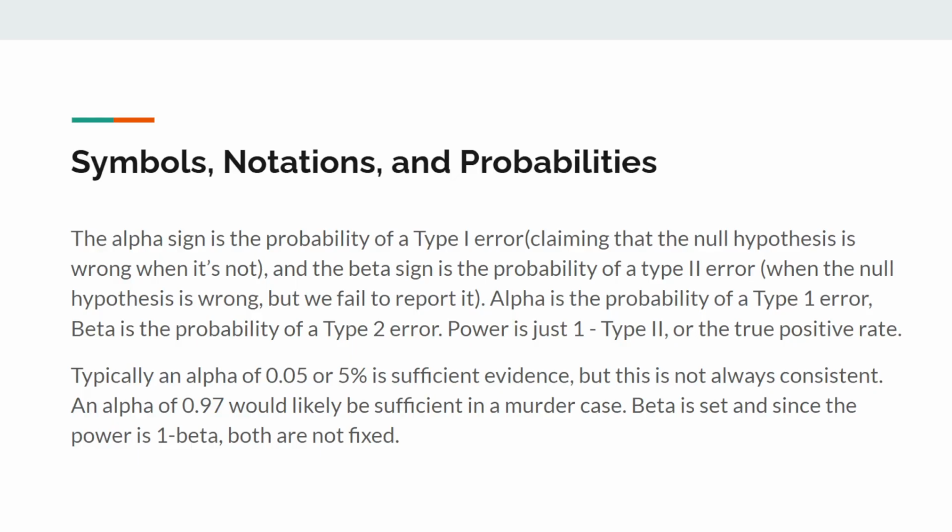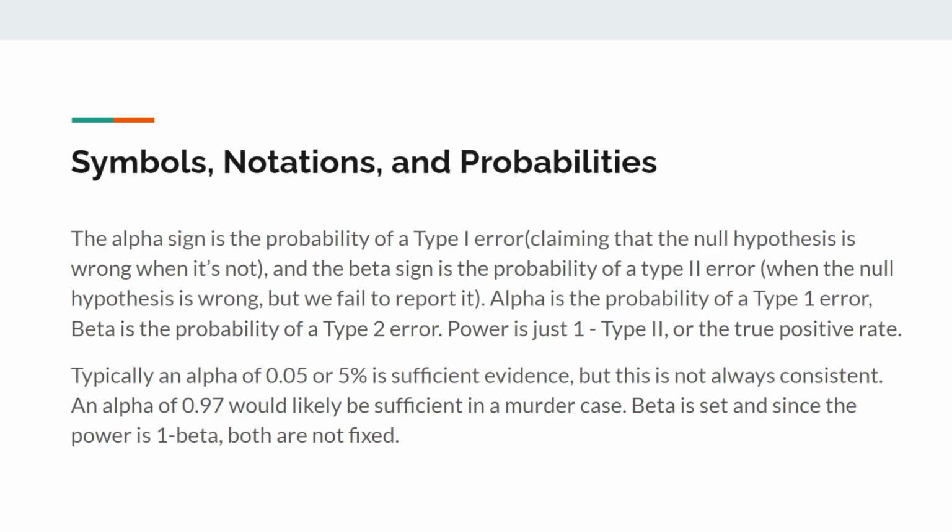So an alpha of 0.05 is sufficient evidence, but this isn't always consistent. An alpha of 0.03 would probably be for a murder case because we would have to take this into higher stakes. We can't have a higher chance that we'd be wrong.